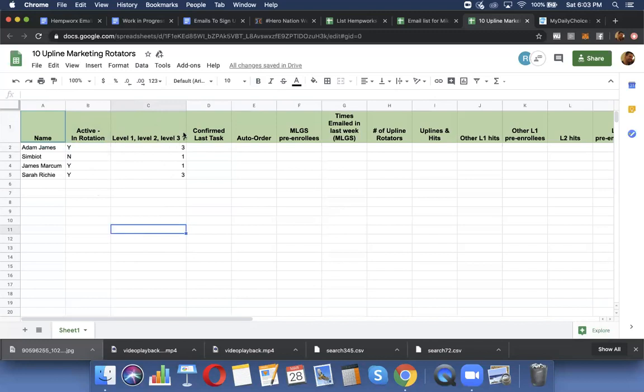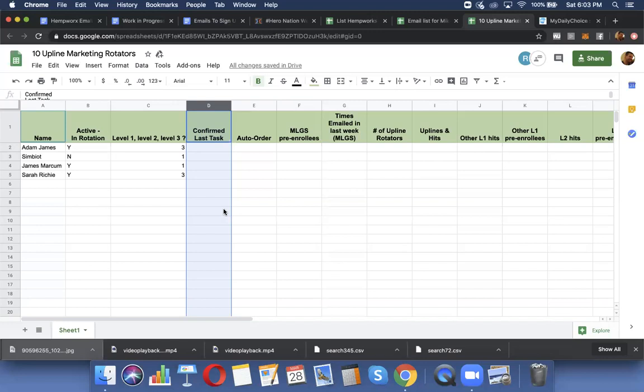Okay, so confirmed last task. Sometimes, and this will become more and more clear if you're managing one of these for your downline, I'll just introduce it to you. There'll be tasks that you give your downline to know that they're paying attention. You don't want somebody in your rotator who's not paying attention. And maybe it's a legitimate reason. Maybe something really challenging went on in their life in the last week and they're not paying attention. But I might have shared a video and told you to share that with your teams and to make sure, have them confirm that they watched it. It might have been an update, whatever.